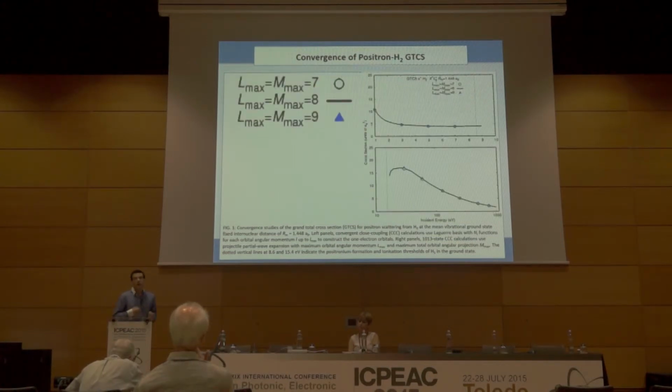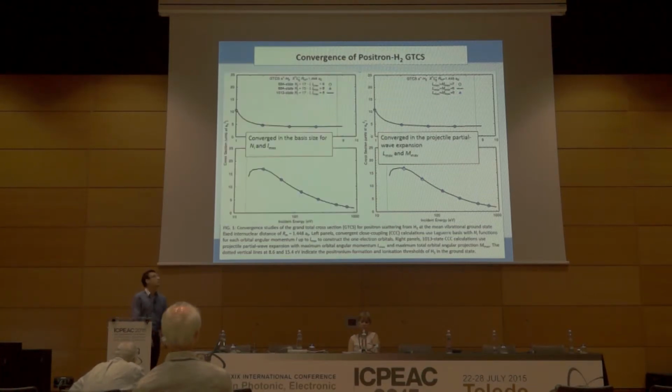So now we look at our projectile partial wave expansion, with maximum orbital angular momentum Lmax equal to 7, and our maximum orbital angular projection also equal to 7, through to 9, and these results are within 1.5% of each other across the entire energy range. So we've achieved convergence in our projectile partial wave expansion and our close coupling expansion. So these results should be converged.